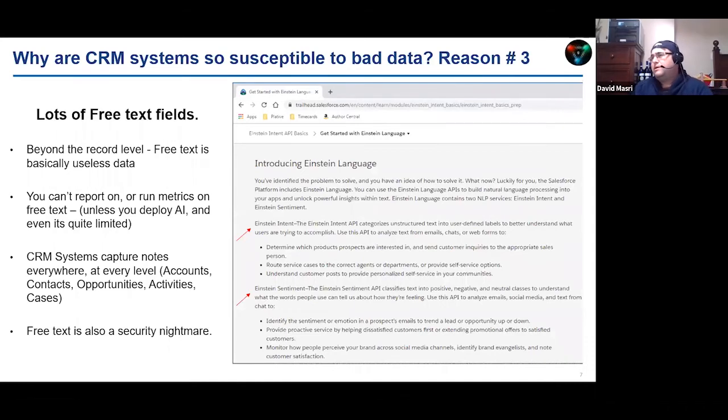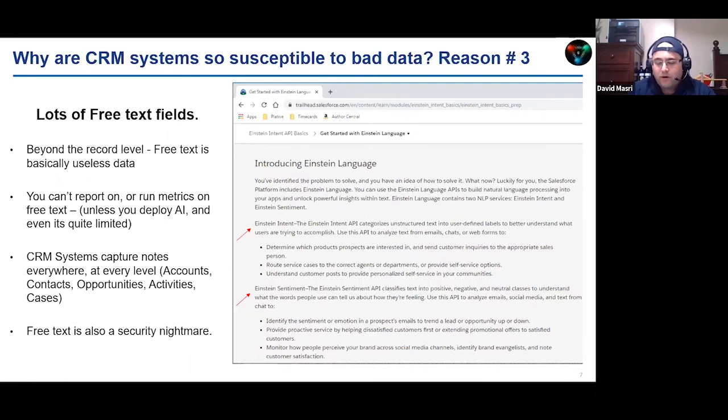Reason number 3 is an absolute large volume of free text fields. When you look at CRM systems, they say enter notes on the activity, enter notes on the contact, enter notes on the account, enter notes on the opportunity. So there's a tremendous amount of free text data. And if you're a data person or somebody who likes to build a lot of reports, this free text data is the most frustrating thing in the world because it's almost useless in terms of reporting.